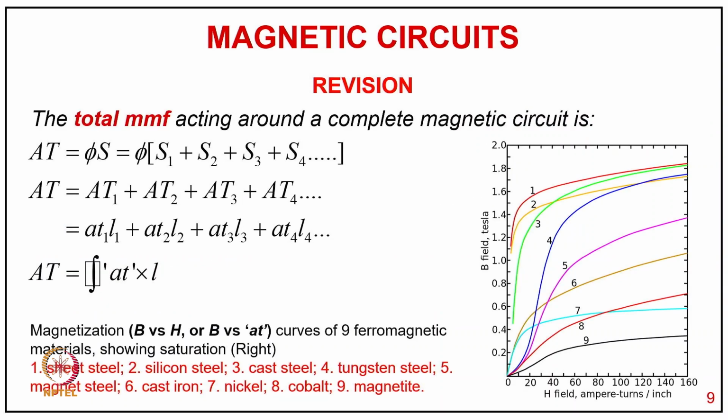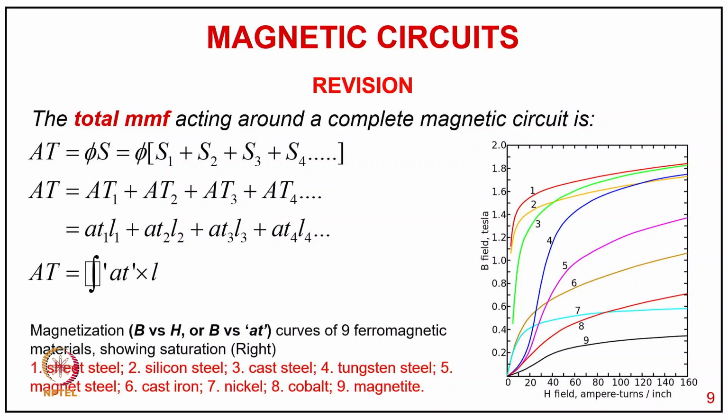Now the total MMF acting around the complete magnetic circuit, AT, is equal to phi into S, where S is S1 plus S2 plus S3 plus S4. AT is again AT1 plus AT2 plus AT3 plus AT4, or it can be written as small at1 into L1 plus at2 L2 plus at3 L3 plus at4 L4, considering that the different parts of the magnetic circuit have different reluctances, and that's why they consume different MMF. The total AT can also be taken as a line integral of small at into the length. Of course, here we are using different materials in the magnetic circuit, typically ferromagnetic material.